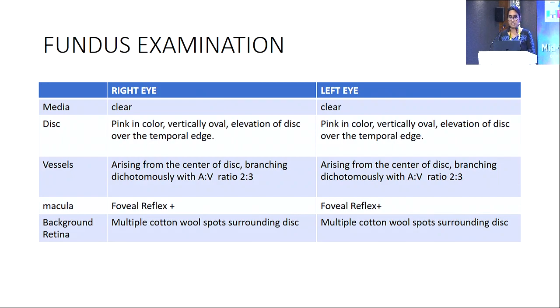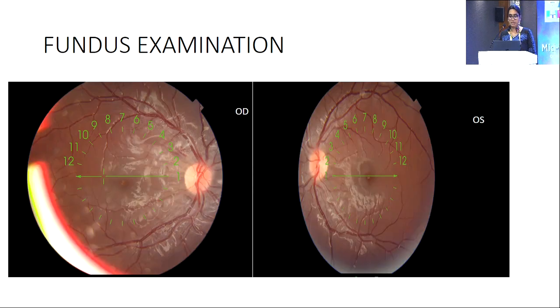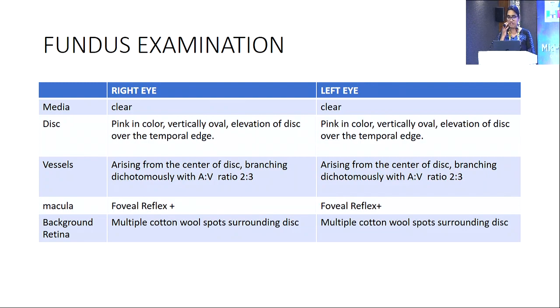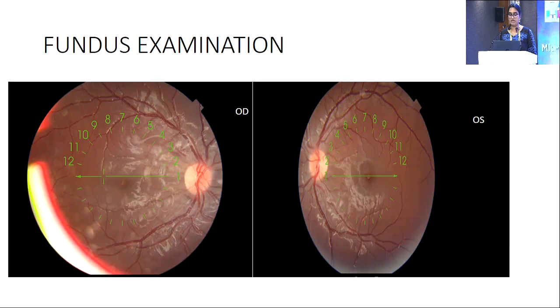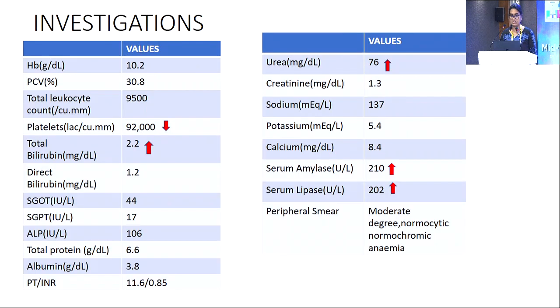Fundus examination in both eyes showed disc pink in color, vertically oval, with elevation of the disc over the temporal edge, and vessels arising from the center of the disc branching dichotomously, and background retina in both eyes showed multiple cottonwool spots surrounding the disc.